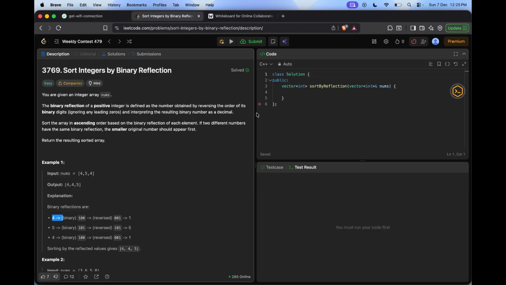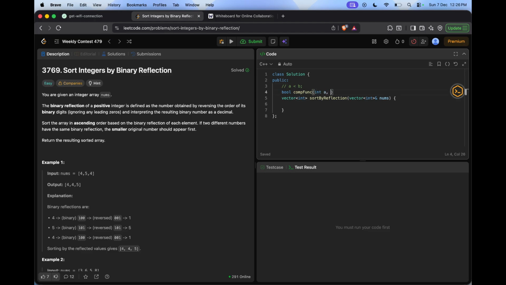Okay, so what do we need in this problem? We need to create a comparator function. So what does the comparator function demand? Some basics about the comparator function in C++. If you want the array to be sorted in ascending order, you just need to return like this, where you have taken two parameters a and b.